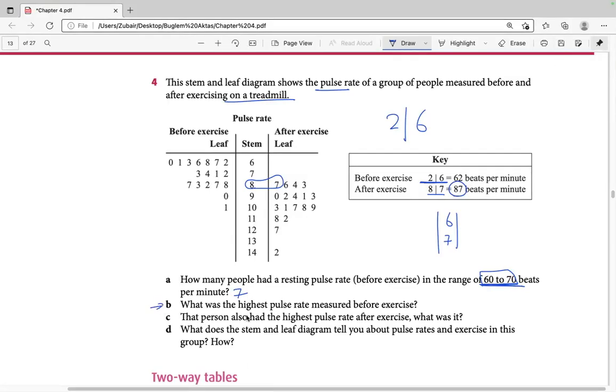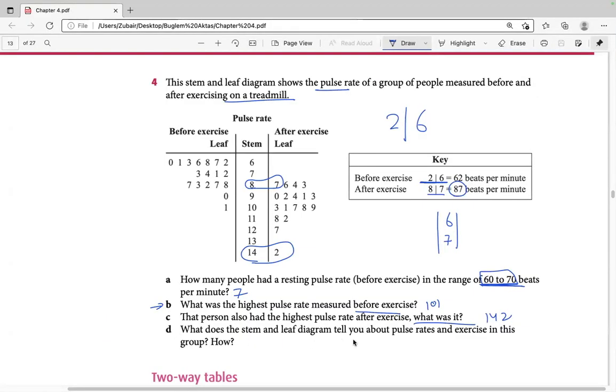B part says what was the highest pulse rate measured before exercise? So before exercise, what is the largest number? 101. C part says that person also had the highest pulse rate after exercise. What was it? 109? I can see something else. Oh, 142.